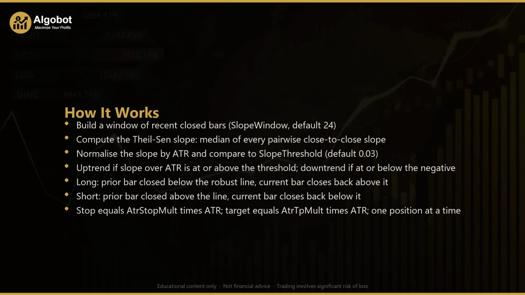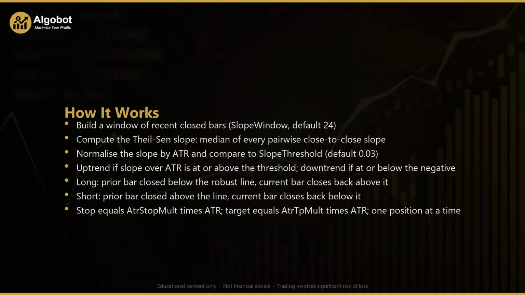When a trend is confirmed, the expert advisor builds its robust fair value line, using the median slope and a matching robust intercept, and it watches for a pullback that reclaims that line. For a long, the market must be in a confirmed uptrend. The prior closed bar must have dipped below the robust line, a genuine pullback into value, and then the just closed bar must close back above the line. That reclaim signals the trend resuming, and the strategy places a buy. A short is the mirror image. In a confirmed downtrend, the prior bar pokes above the line, and the just closed bar closes back below it, prompting a sell.